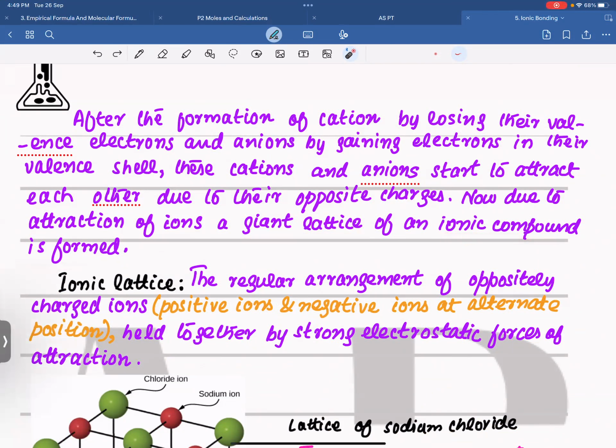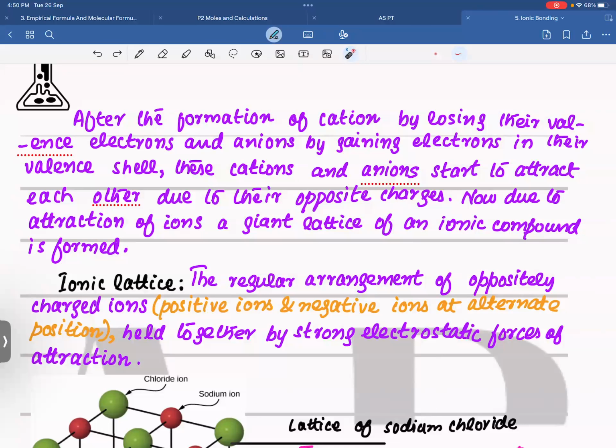So if you recall from the start, the metal elements of group 1 or group 2 or group 3 lose electrons from the valence shell to become a cation, which means positively charged ions. In a similar manner, the non-metal elements from group 5, group 6, and group 7 gain electrons in their valence shell to become an anion, which are negatively charged. So there are so many positive ions and so many negative ions. Then those positive and negative ions start attracting each other, and due to this attraction, they form a giant lattice of an ionic compound.